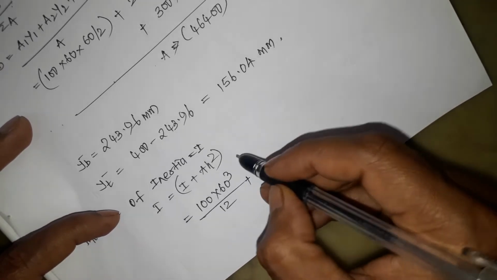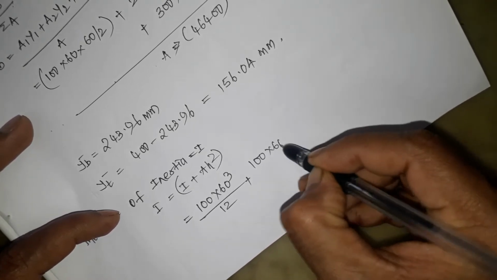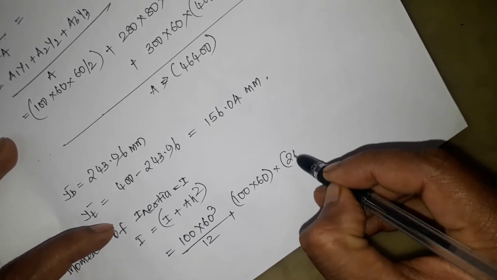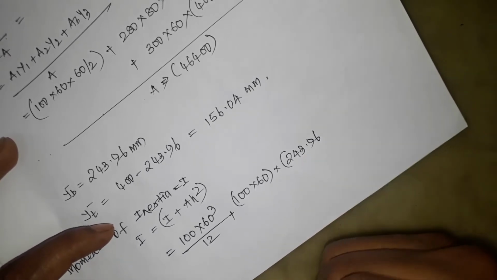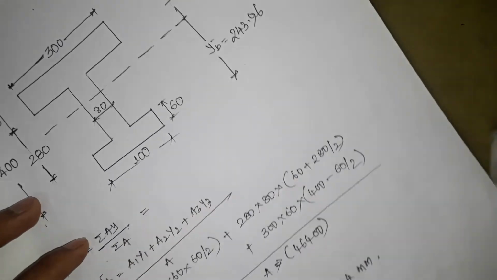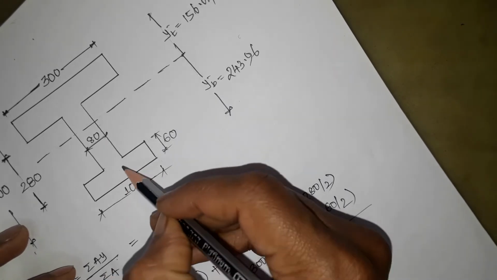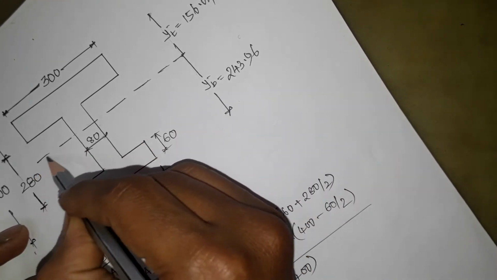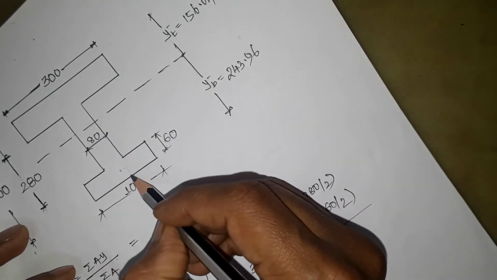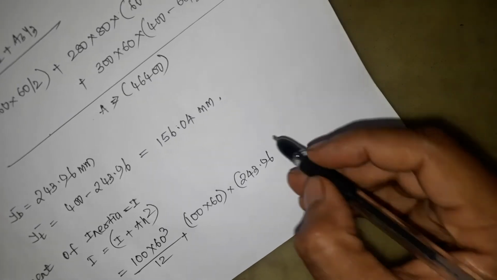Plus area is 100 into 60. I plus A into H. H is 243.96. See, now we have to find out the distance between the main central axis and the center of this. So 243 is the total distance, minus 30, we have to do it. Okay, so 243.96 minus 30.